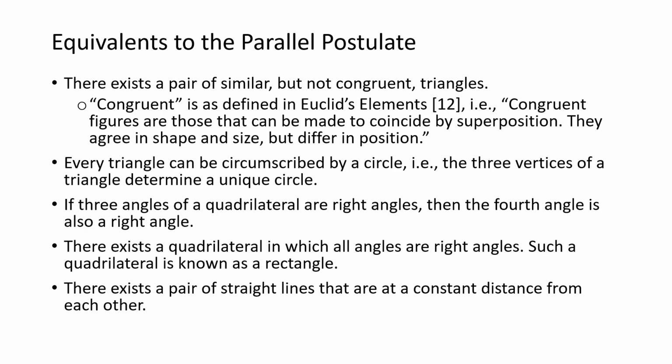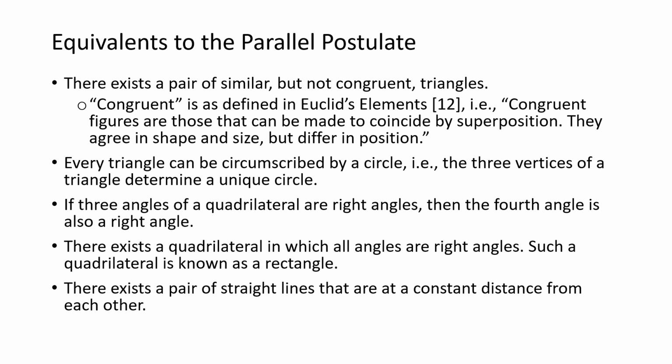The statements on this slide are also equivalent to the parallel postulate. The first one is there exists a pair of similar but not congruent triangles. Remember from high school geometry that congruent means the figures, in this case the triangles, are exactly the same. Their angles are the same and the lengths of their sides are the same. Similar just means that you have the same angles, but the sides are a multiple of the other. So you may have side lengths of 1 for one triangle and 10 for the other, and their angles are all 60 degrees, just as an example. So they would be similar.